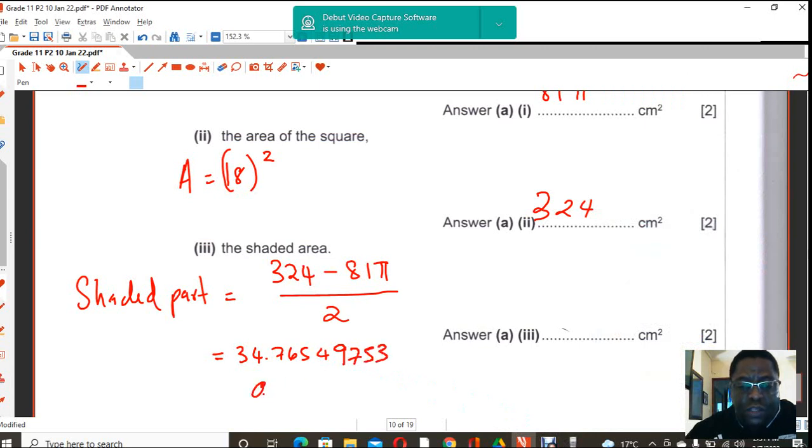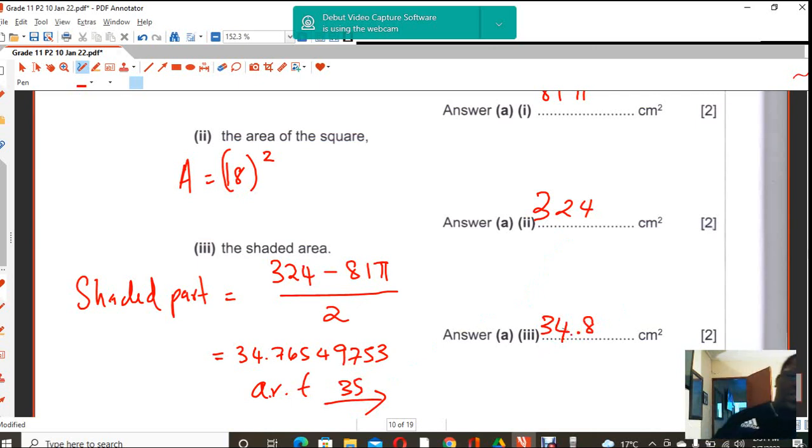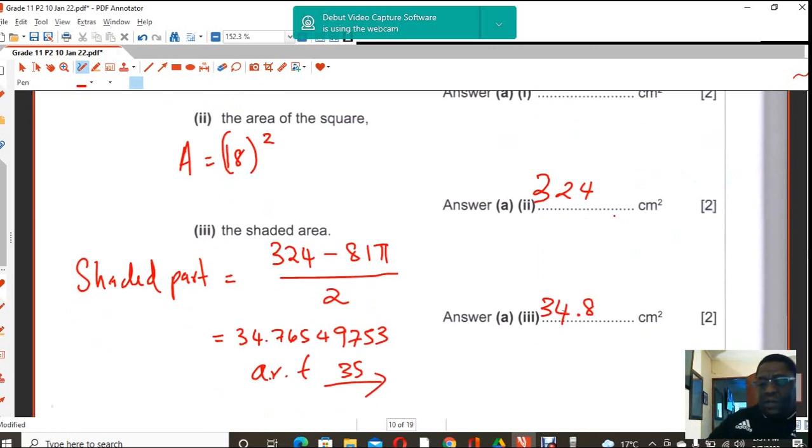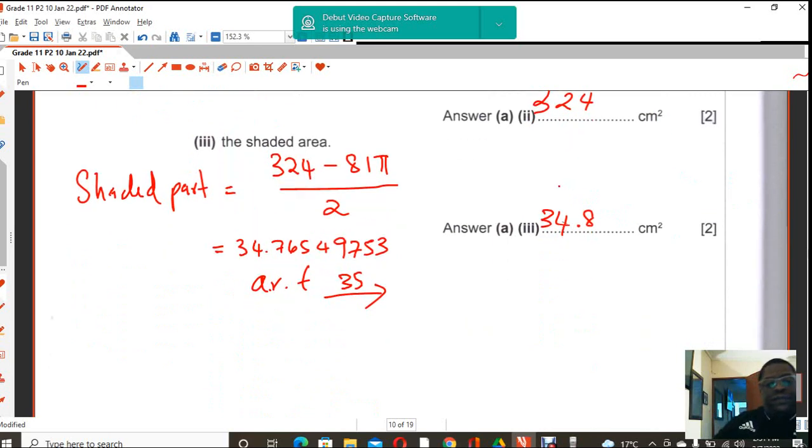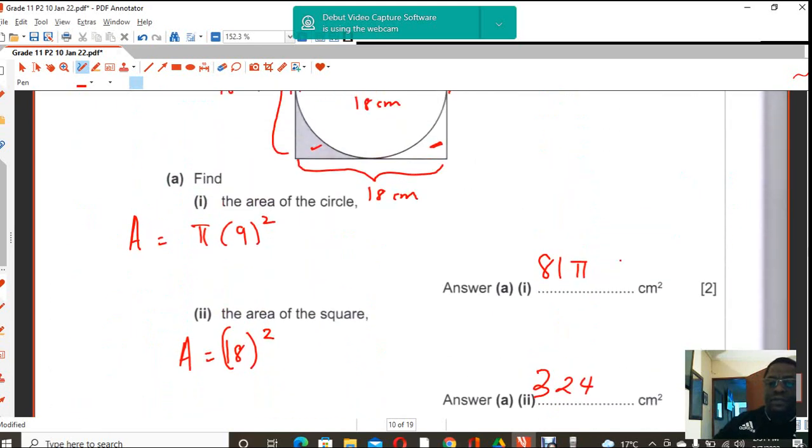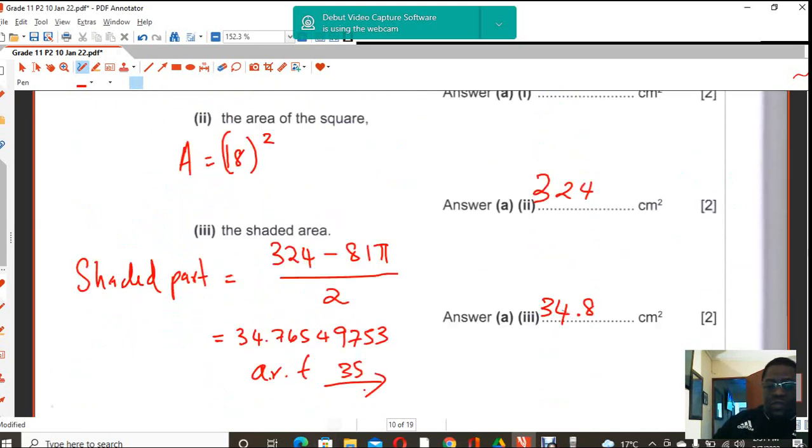Well, this answer, anything rounding to 35, that is how you get a mark. So I'm going to have 34.8 square centimeters to 3 significant figures. So that's how it was marked. Anything rounding to 35, then you get full marks for that. Okay, so let's go to the next question.